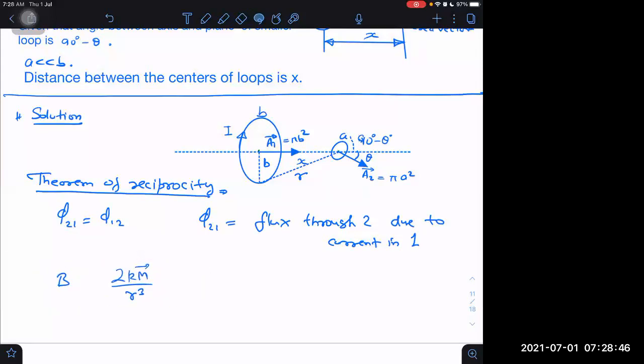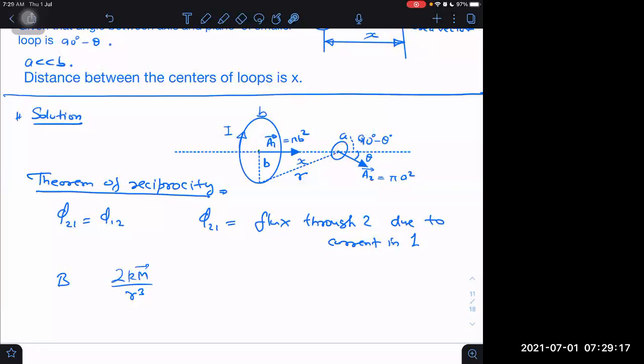Because they are equal, we can shift the current from here to the bigger one. Why? Because we don't really know how to find it due to this one, but we know how to find it due to that one. Actually, I can find it due to this also, by taking it as a small dipole, and due to a dipole we know the field here. But then we have to integrate. On the other hand, if I take the field due to the bigger one on the smaller one, I don't have to integrate. I can directly multiply by its area and get the answer nearly.